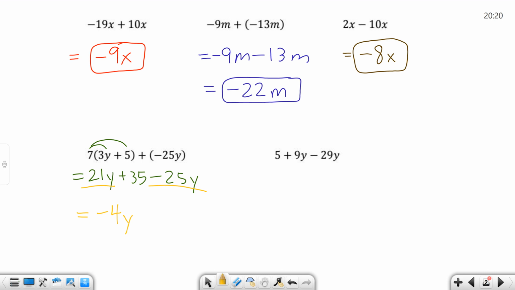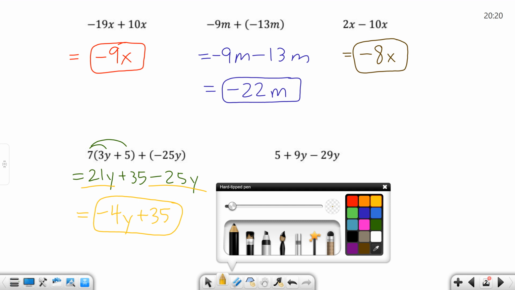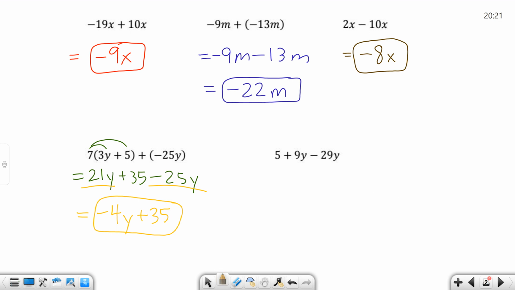But I'm not done because I have what? The plus 35. This has to be brought down. So plus 35. So I had like terms to combine, but then I had to tack on my plus 35. I can't put those together because the 35 does not have a y, so it's not a like term.